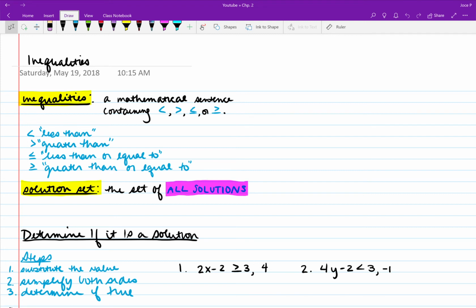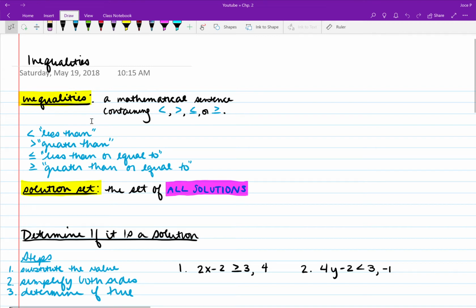Hi everybody, so today we're going to start a new interesting topic, inequalities. What are inequalities? Inequalities are basically a mathematical sentence just like an equation, except it contains these four signs. What are these four signs?